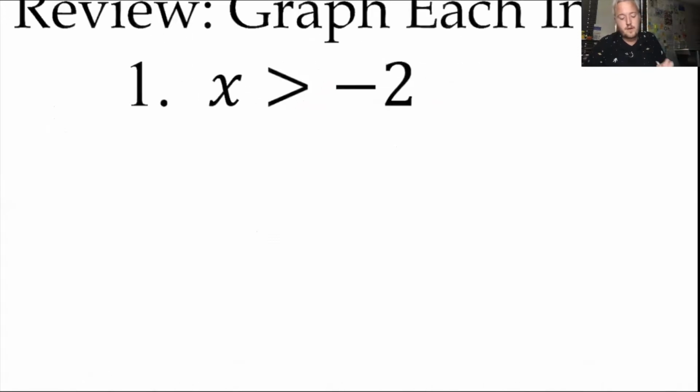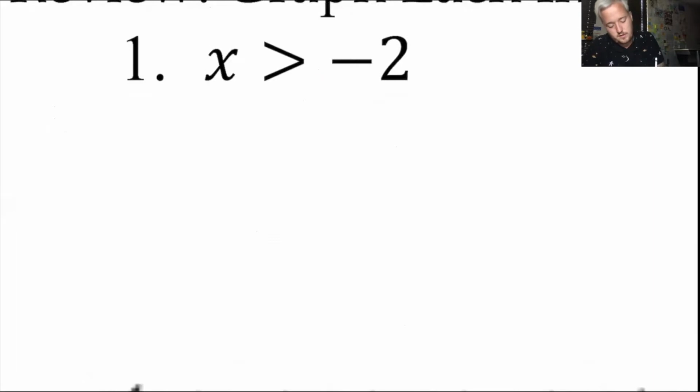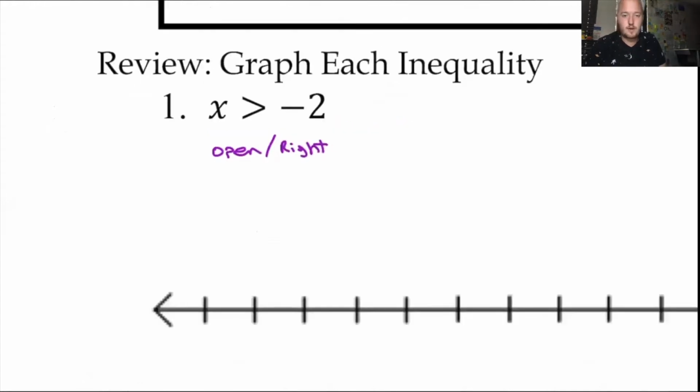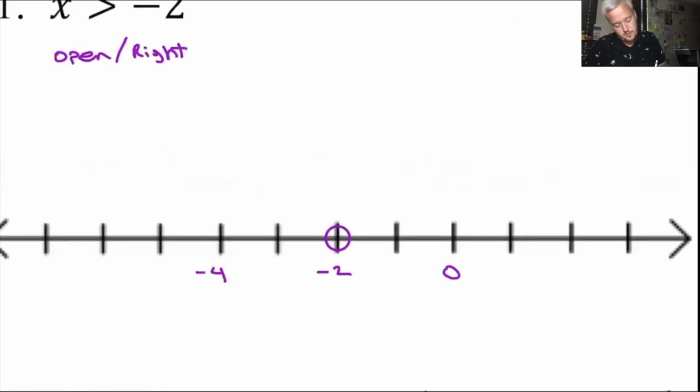So if I have x greater than -2, what I mean by this is going to be an open circle, and it's going to shade to the right. So we're going to be bringing these aspects back. I want an open circle at -2, 2 above and 2 below, and I want to shade to the right. So up and right.